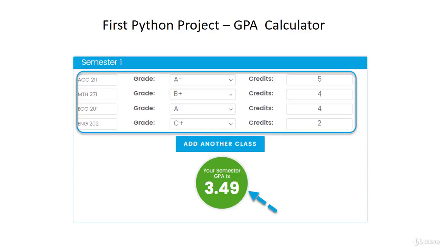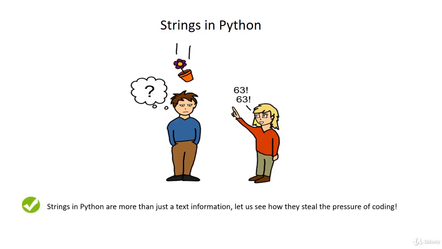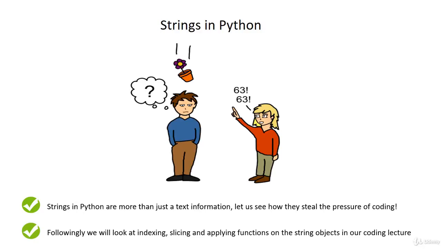Once we are through with the GPA calculator, we are going to enter into strings in Python. What are strings in Python? Strings are more than just text information in Python. We are going to see how well they handle the pressure of coding in Python. And we are also going to look at the indexing operation, slicing operation, and applying different functions on string objects in our coding lecture. Don't worry much if you don't understand any of these concepts. We are going to go into detail on each of them, understand what exactly is happening, and help you implement the same.